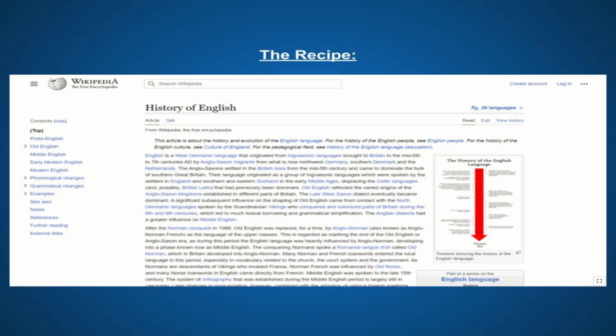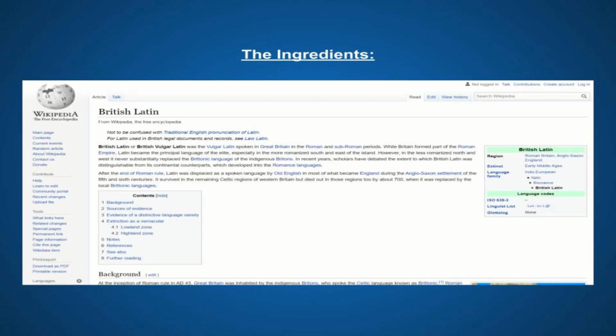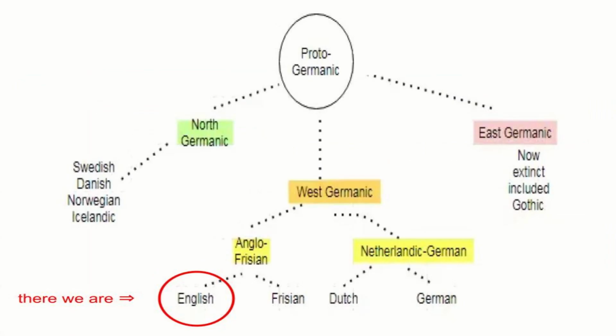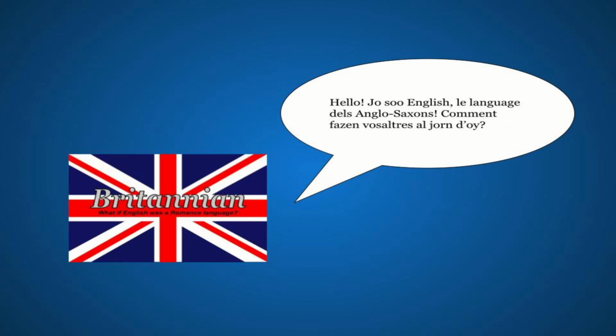The original idea for Britannian was to try and recreate modern English using a base of Vulgar Latin. The idea being that since English is fundamentally a Germanic language, the best I could possibly do was create a unique sounding Romance language that had many features in common with English.